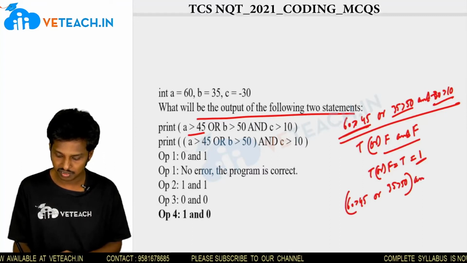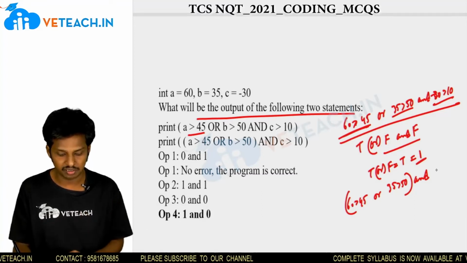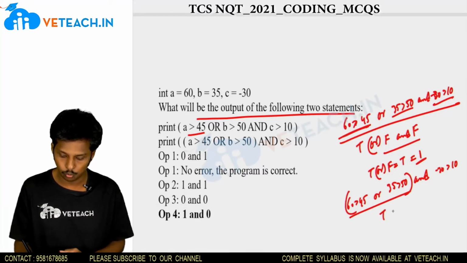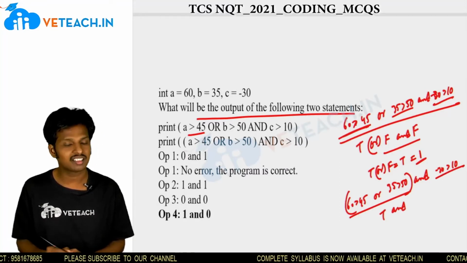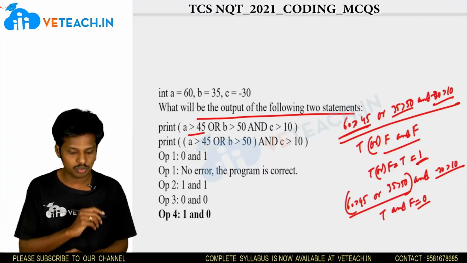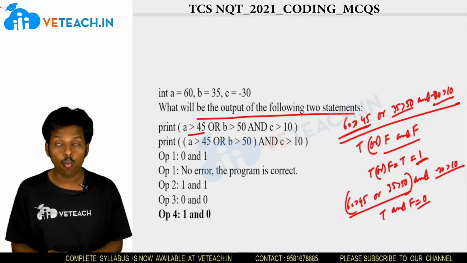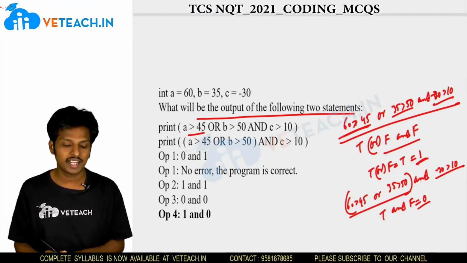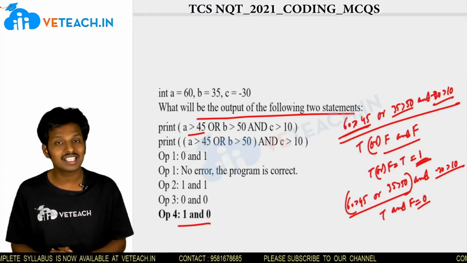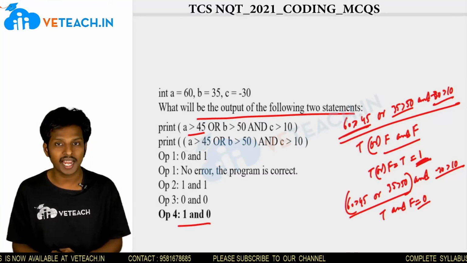For this entire expression, the C greater than 10 value will be added and then the AND operation will be done. Minus 30 greater than 10. So the answer for this will be true, and minus 30 greater than 10 is false. True and false will be 0. So if you observe the options here: 0 and 1, no error, the program is correct; 1 and 1; 0 and 0; and the last option is 1 and 0. The expression result of the first equation is 1 and the second one is 0. So that's why the option will be 1 and 0.